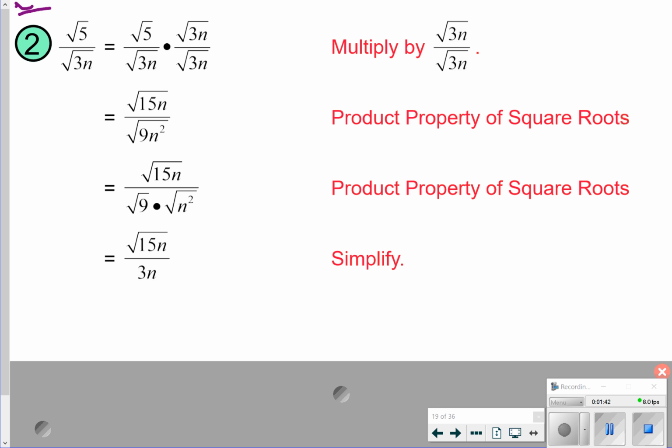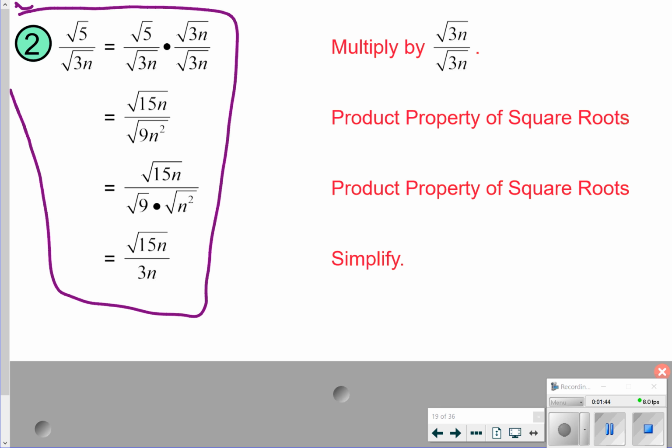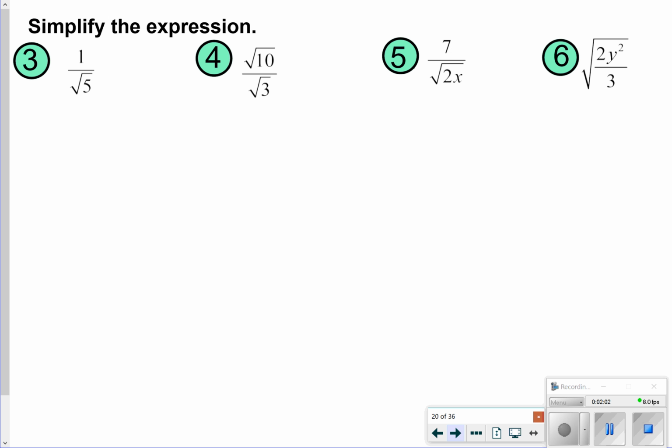This is a great example to write down in your notes. That's why I highlighted it and put that number 2 up there. So this is going to be number 2 in our notes. Let's go ahead and pause the video now so you can write down how it's done, so you have a good clear-cut example showing the work. Once you're done writing this down, go ahead and hit play so you can try a few examples on your own. So here are some examples for 3 through 6.